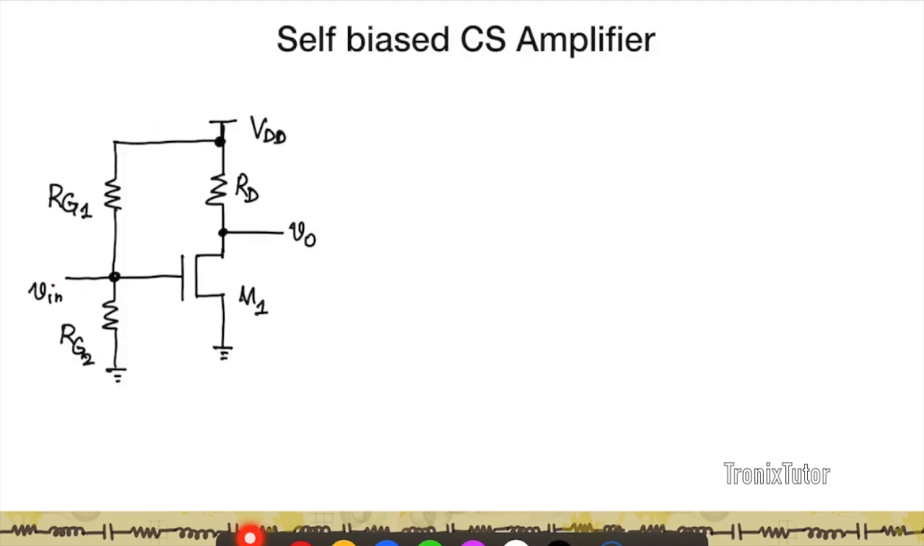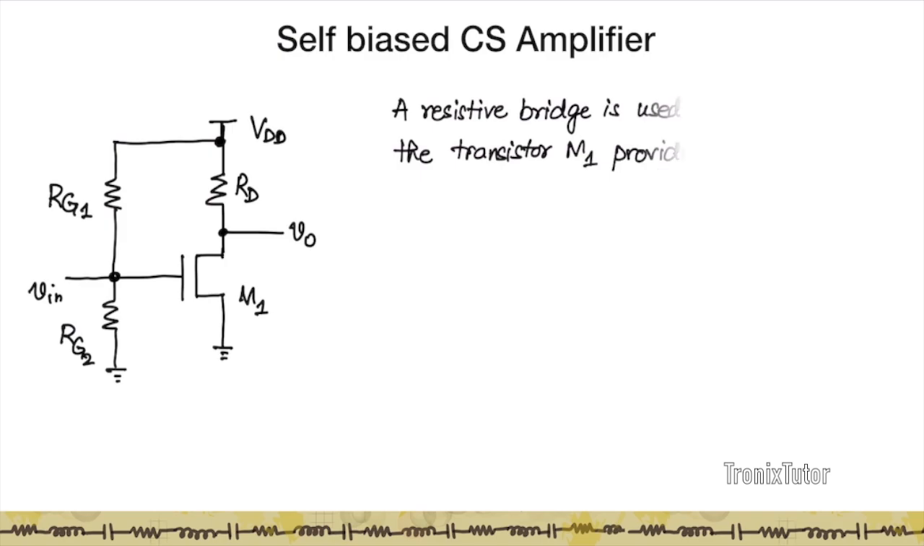Now let's look at a simple method of biasing a common source amplifier using just one power supply, which is VDD. So remember this is a common source amplifier, and so I need to ensure that M1 is in saturation, which means I need to apply a gate voltage and ensure a drain voltage such that VDS is greater than VGS minus VT. So to apply the DC bias, I can generate the DC bias from VDD using a resistive bridge, right?